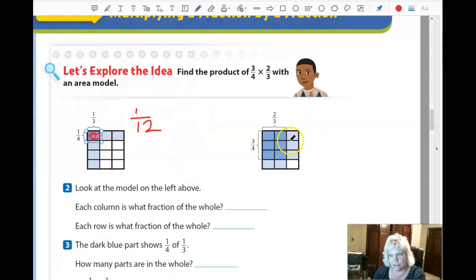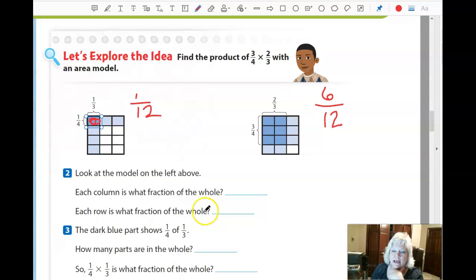Let's look over here at this one. We have 3 columns and we have 4 rows. Again, we have 12 squares inside this whole unit, so we know that the denominator is going to be 12 because there are 12 in there. When we colored in our 2/3, 2 out of the 3, and then we colored in 3 out of the 4, that meant we had 6 squares colored in. So our answer to this multiplication is 6/12.